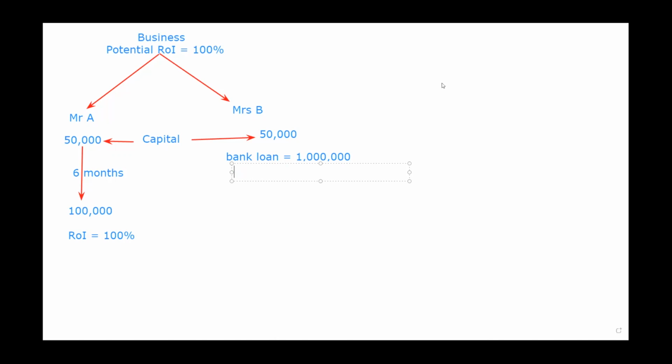Okay, let me use this. Bank interest is equal to, let's say, 20%, which is 200,000 naira. All right.